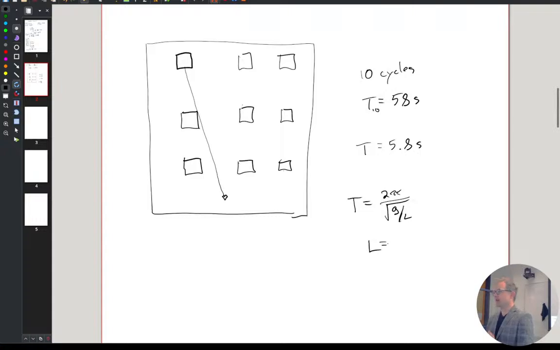What was the length? I went and measured the length, but let's predict. We know the time period. We have an equation with one unknown in it, just L. So what was L?